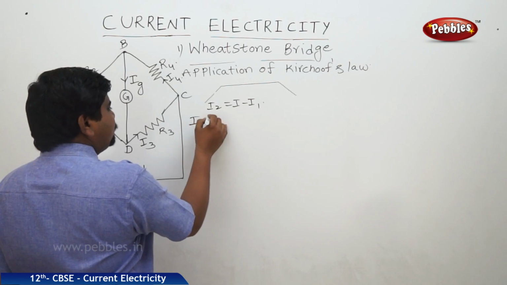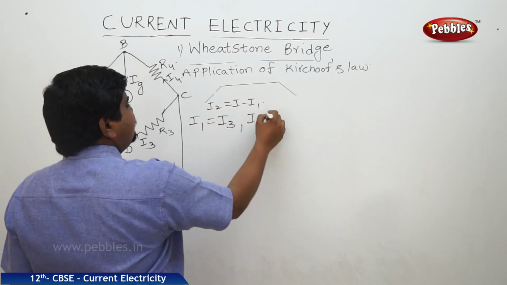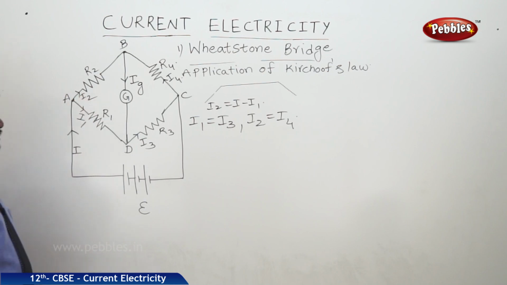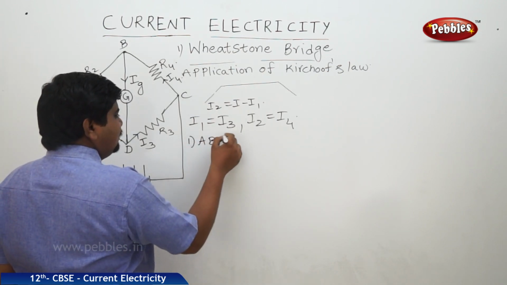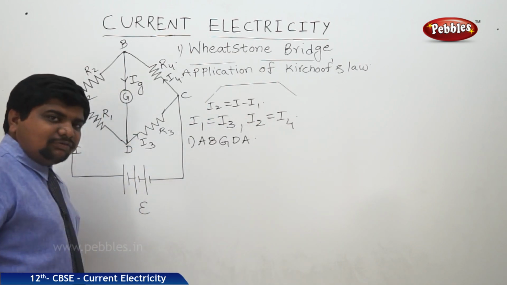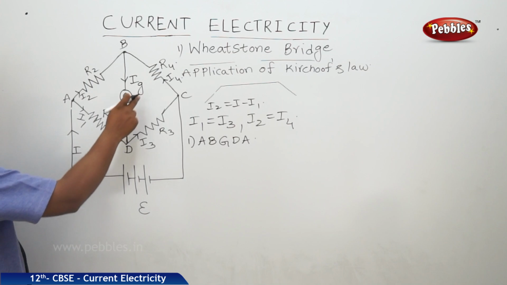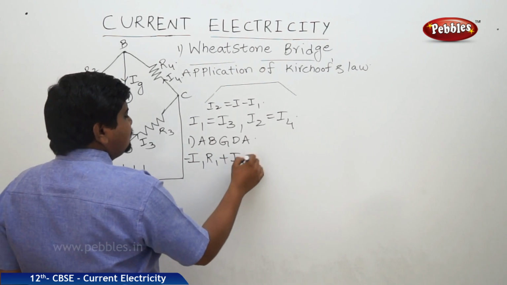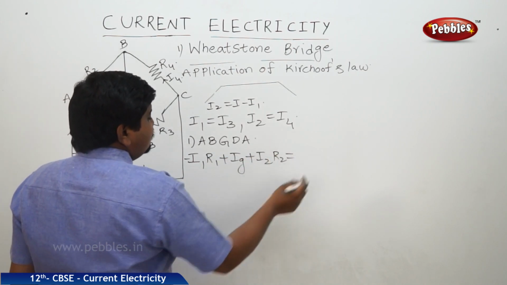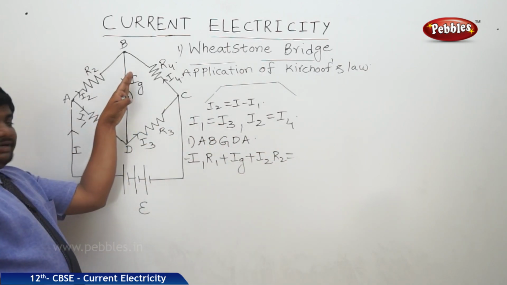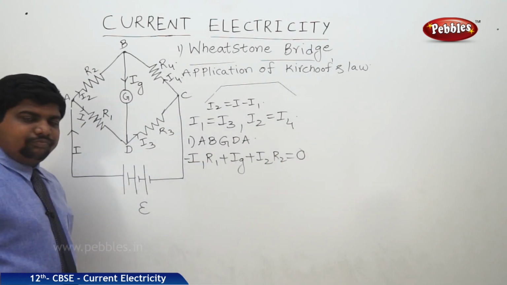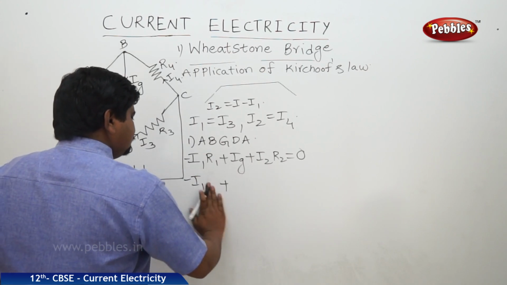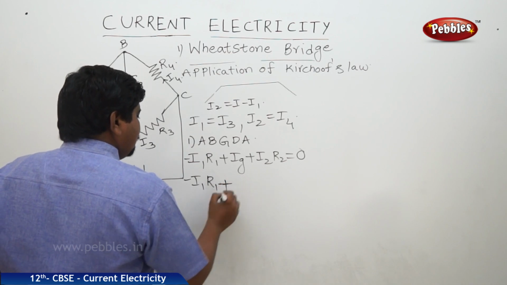So what can we write by the loop rule and junction rule? I1 is equal to I3 and I2 is equal to I4. Let us take two arms. First arm, A, B, G, D, A. What Kirchhoff rule can we apply? Minus I1 R1 plus IG plus I2 R2. The sum of all potentials around a loop is 0. Means minus I1 R1, and what is IG? Minus I1 R1 plus IG.